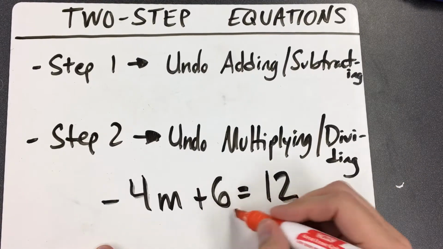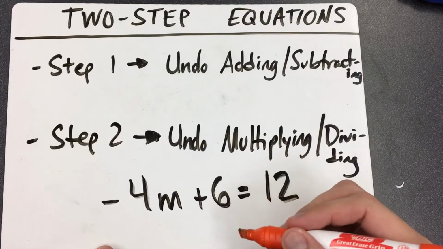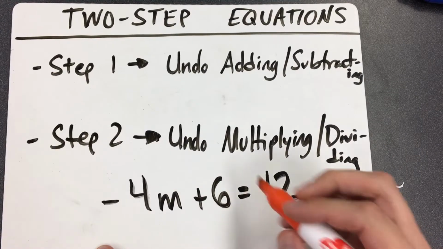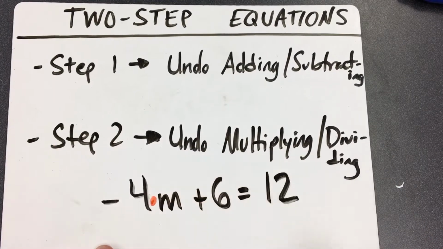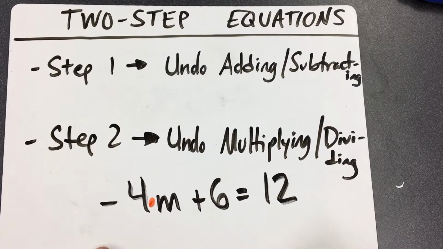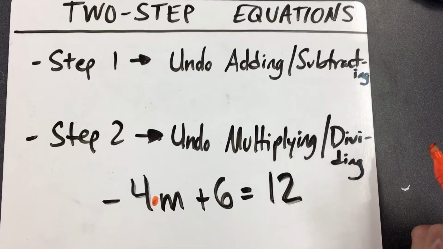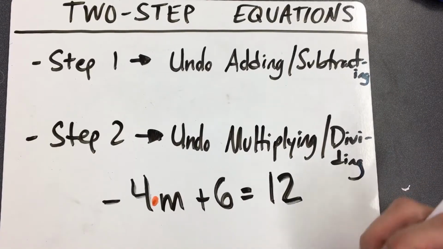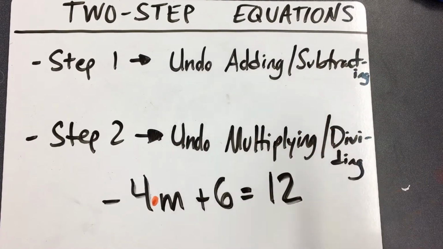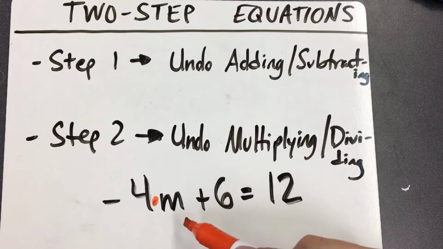Everyone can see that the letter M is being added with 6. That doesn't take much to see, but there's also multiplying right here, right? -4 is being multiplied by the letter M. And so in order to solve these, what you want to do is work backwards. You want to kind of unravel what is happening to the variable in the question, right?